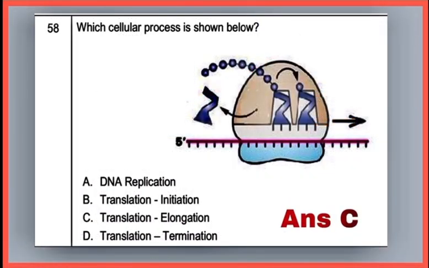Question number 58. Which cellular process is shown below? Option C. It is showing the translation and elongation process, that is, formation of protein, which is a chain of amino acids, from messenger RNA.